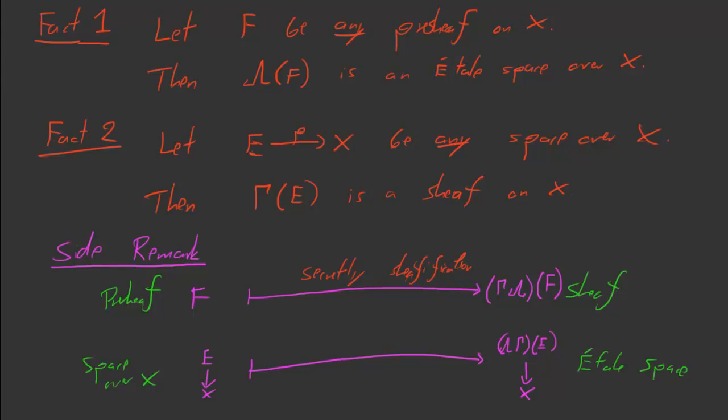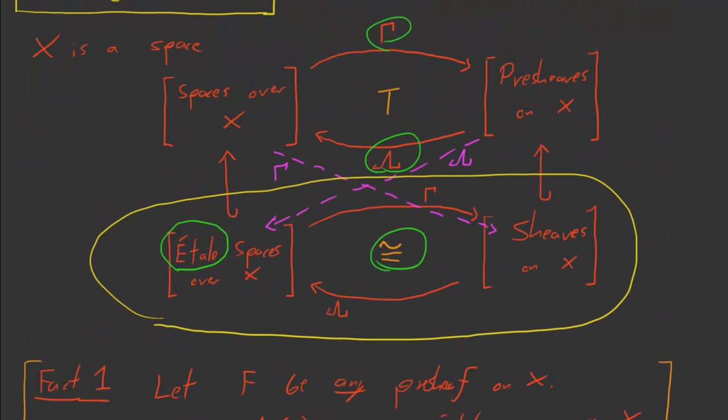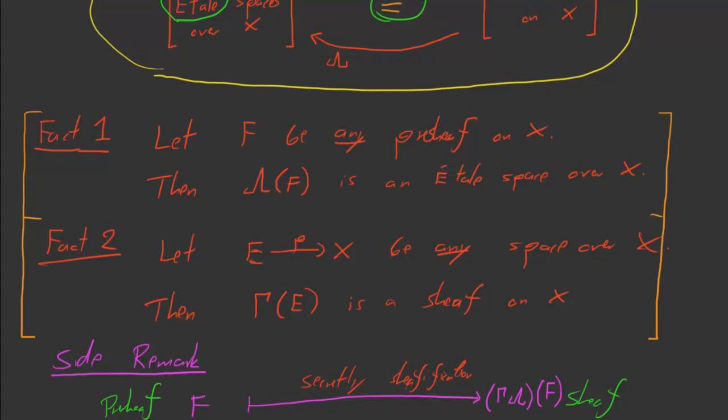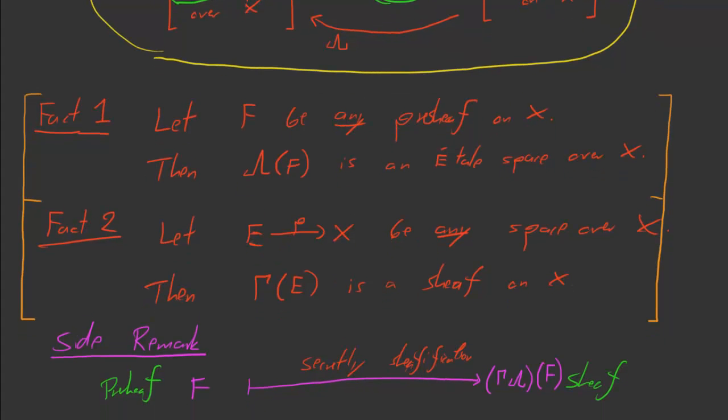Alright, so I'm not going to prove these two facts, at least not in the mainline videos, but these two things are true. And because they're true, the diagram makes sense. The diagram that I drew above. This diagram. Okay, so now let's talk about why gamma and lambda are going to form an equivalence of categories.